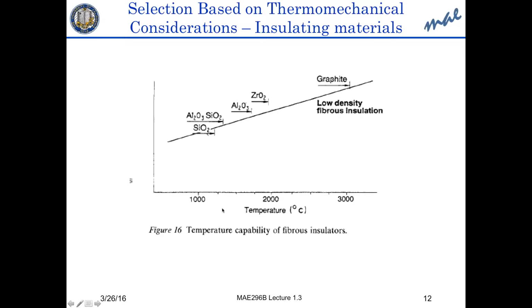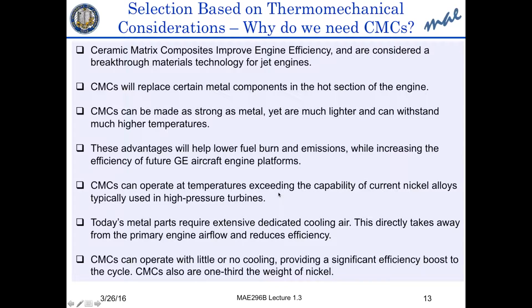Now, in some applications, we have to consider also insulating materials, and you can see the capabilities of insulating materials from 1,000 degrees centigrade to 3,000 degrees centigrade, going from silicon oxide and aluminum oxide. Silicon oxide, by the way, is a little bit fluid at these temperatures. It has viscosity, and so it's very useful. It's a glassy phase. And then you have the oxide ceramics, zirconia and alumina. These are very important insulators. And for high insulation capability, we use fibrous insulations and foams and graphites at these higher temperatures.